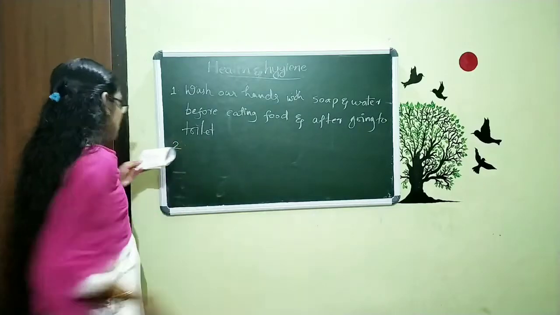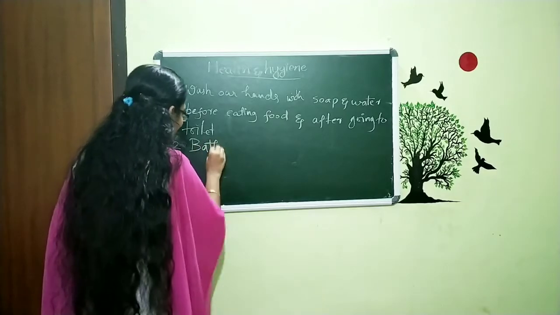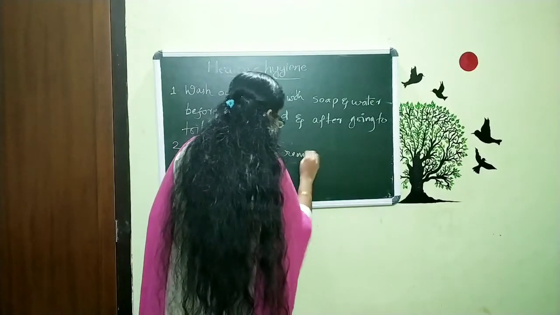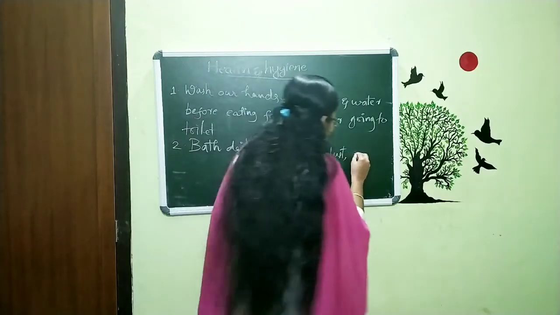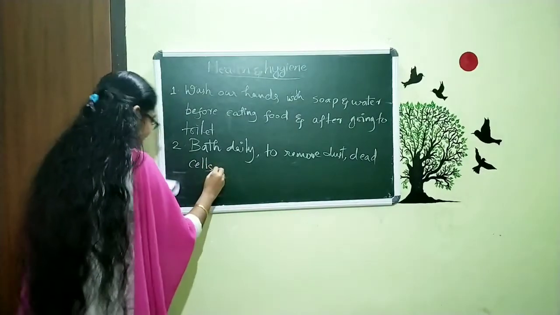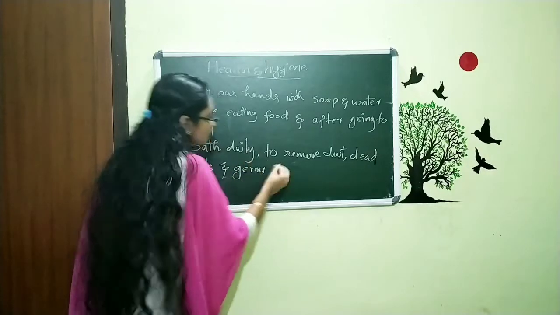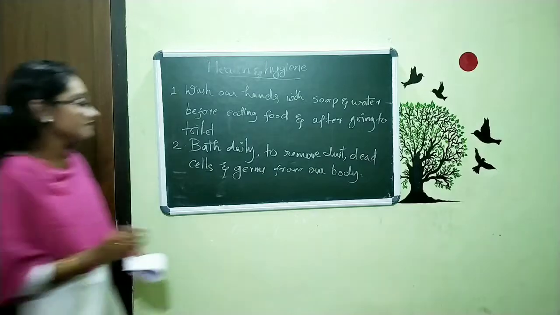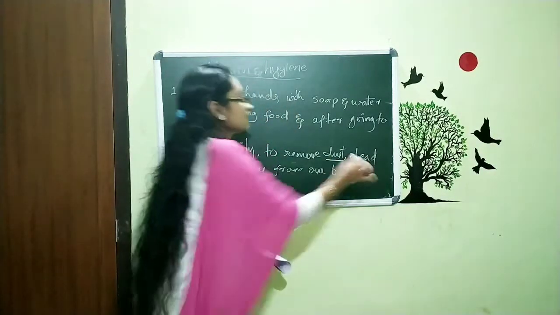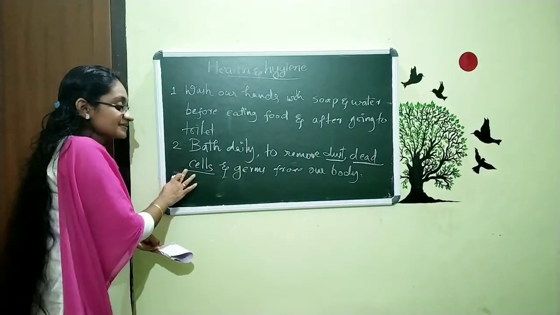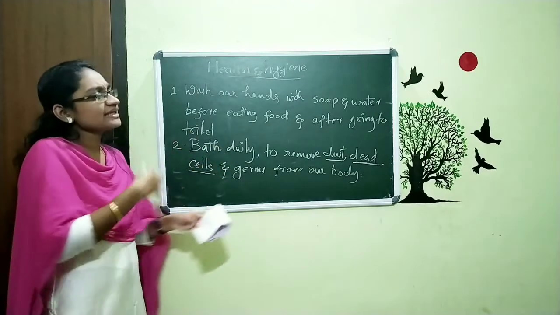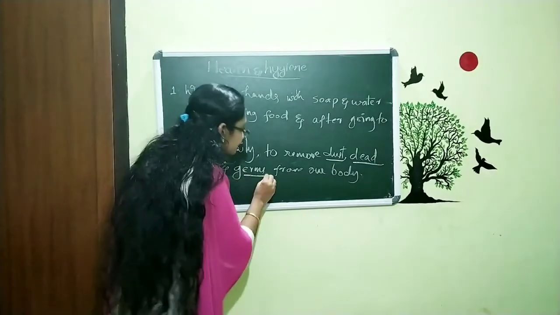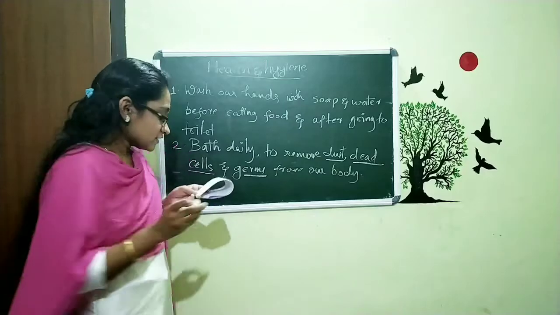The second step is this: we should bath daily. Why? To remove dust, dead cells and germs from our body. We already studied that many cells are dying and getting damaged and they are getting reproduced. So some of the dead cells are washed away by bathing, and also the germs can be avoided by taking a bath. So that is the second step.